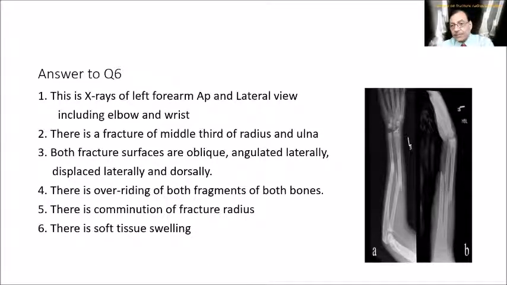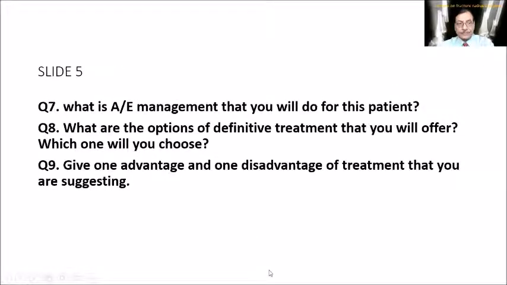And there is a comminution in the radius fracture. So in the radius, one small chip of bone is being seen. So there is a comminution, but the ulna is non-comminuted. And there is soft tissue swelling. This is how you read the X-ray in the examination.